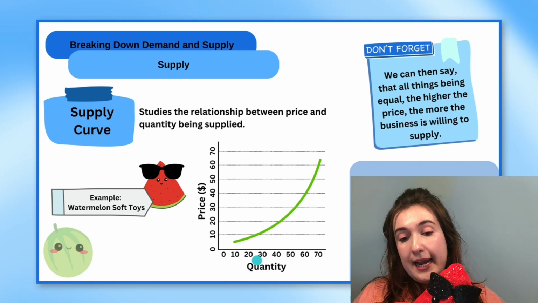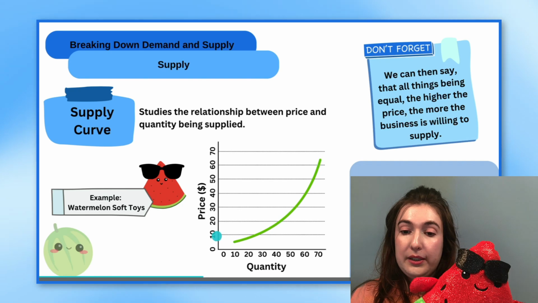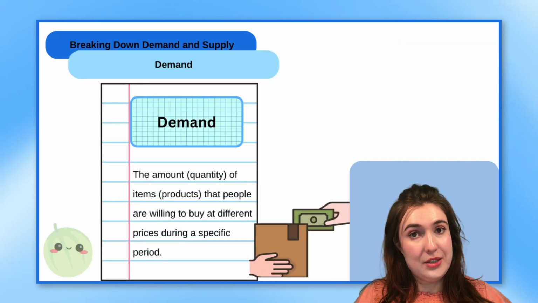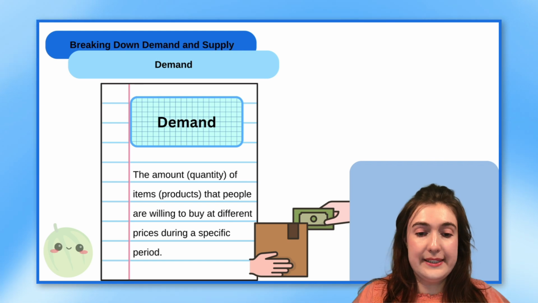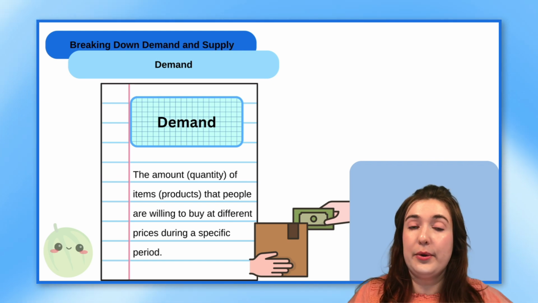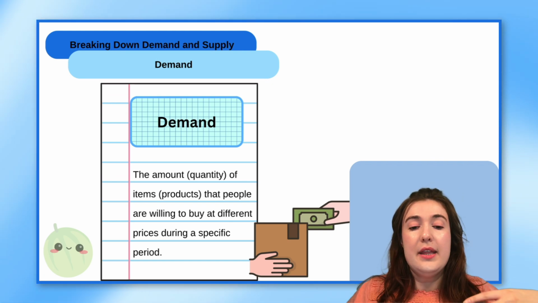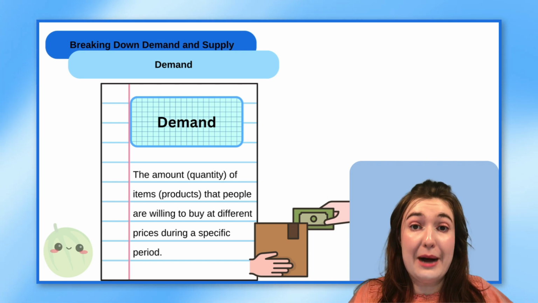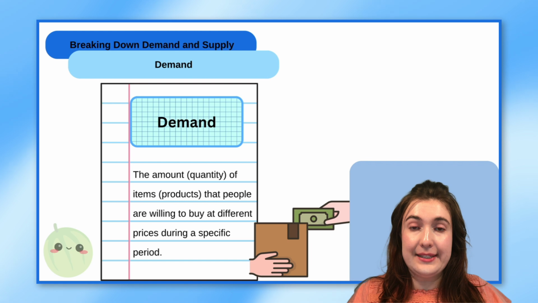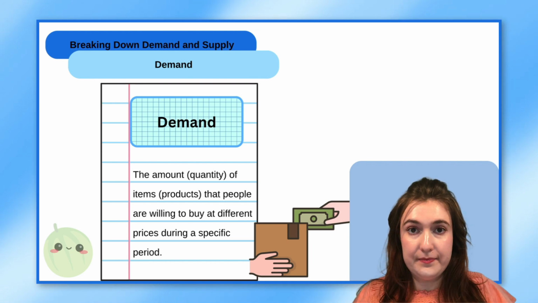So that is basically how our supply curve will work. Now let's have a look at demand. So demand is basically the quantity or the amount of items, products or services that people, such as customers, are actually willing to buy at a certain price during a certain period of time.